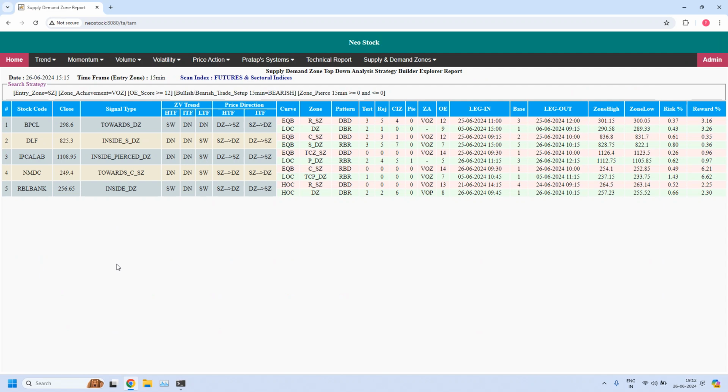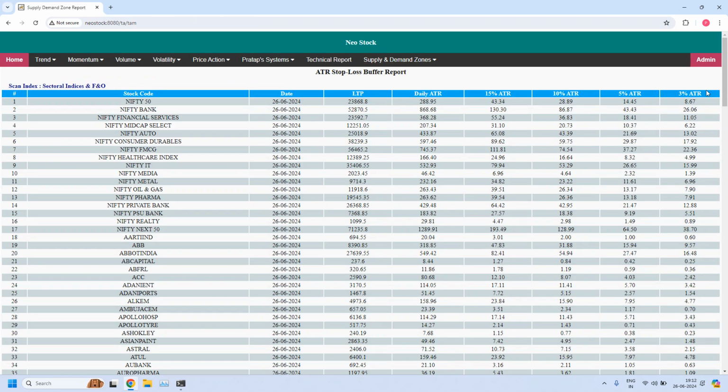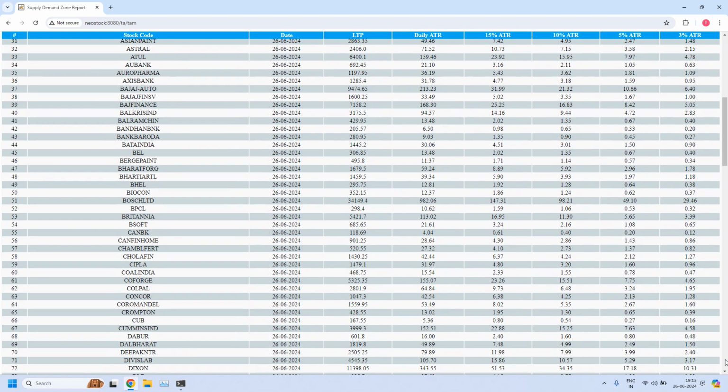Now in the final report, let us generate stop buffers. Stop buffers based on daily ATR. So the first 17 in this list are indices, sectoral indices, remaining all are equity stocks, but they are filtered from the F&O category. So I am scrolling the list down. Each time I will be giving you only a few seconds. Any of the stock you want to refer, there you please pause the video. I am scrolling the list down.